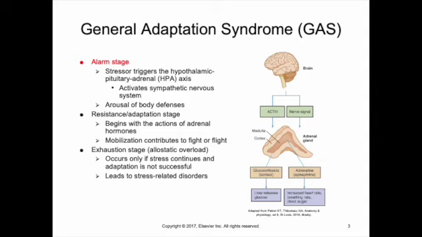Then we have the resistance adaptation stage. And this is occurring right after the alarm stage. Your body is going to become resistant or adapt to cope with the ongoing stressor. This stage is characterized by the adrenal hormones, particularly cortisol. And this is going to help maintain and sustain our response to stress. But this is also going to contribute to the mobilization of our energy reserves. So then our body has all the necessary resources it needs to prolong itself through this stress.